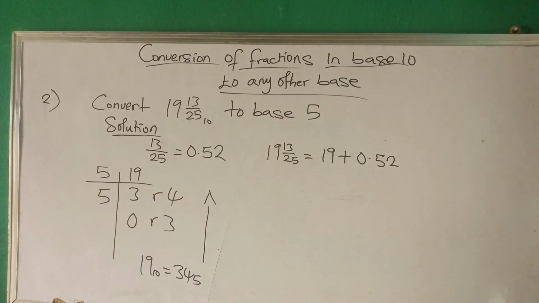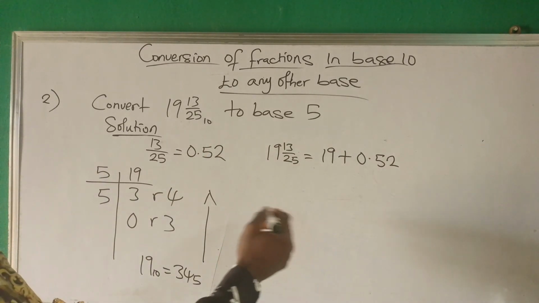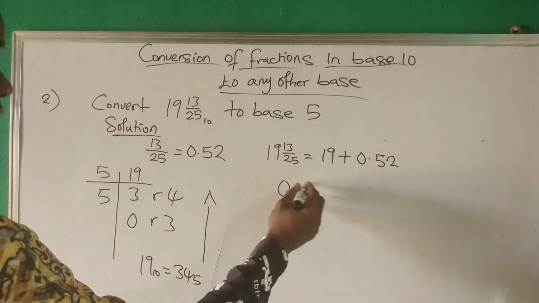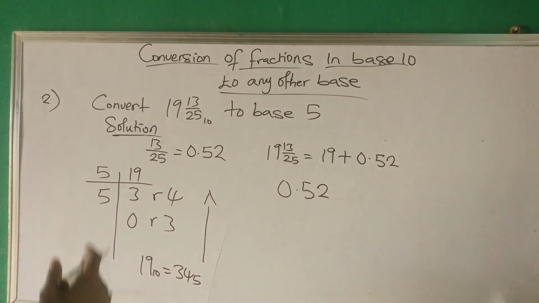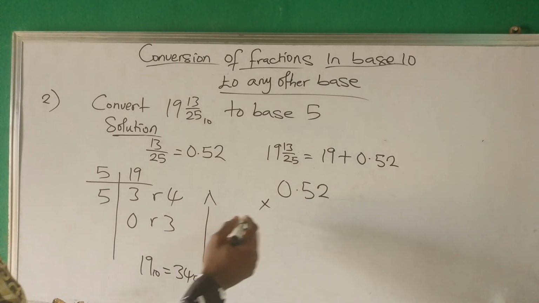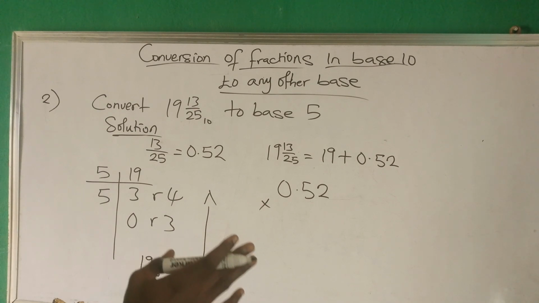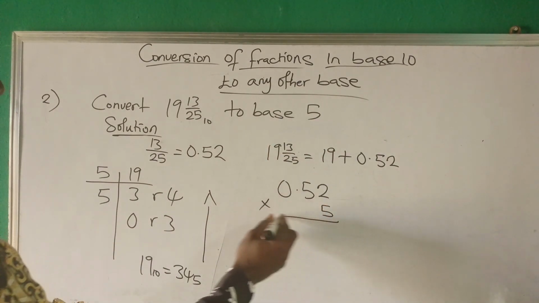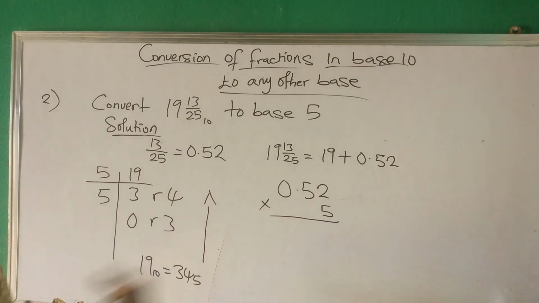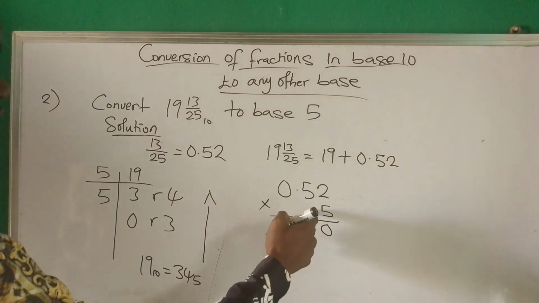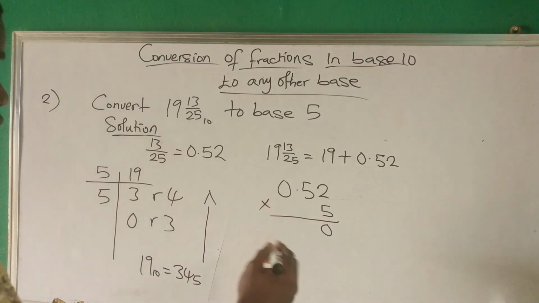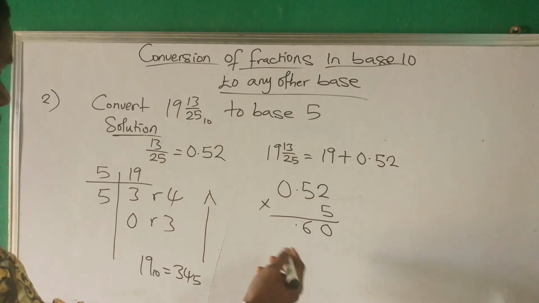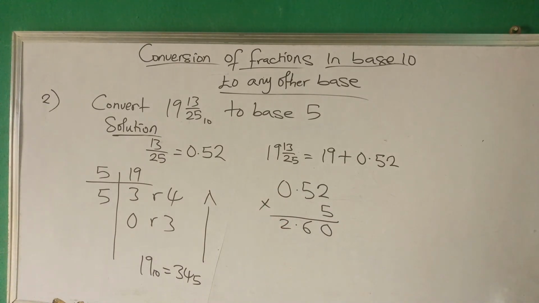Now let's look at the decimal part. Remember our previous example, we multiply the decimal part by the base we are converting to. In the previous video, the base we were converting to was 2, but in this question the base we are converting to is 5, so we multiply by 5. So 5 times 2 is 10. You write 0, pick 1. 5 times 5, 25, plus 1, 26, so you write 6, pick 2. 5 times 0 is actually 0 plus 2. So this is what we have.